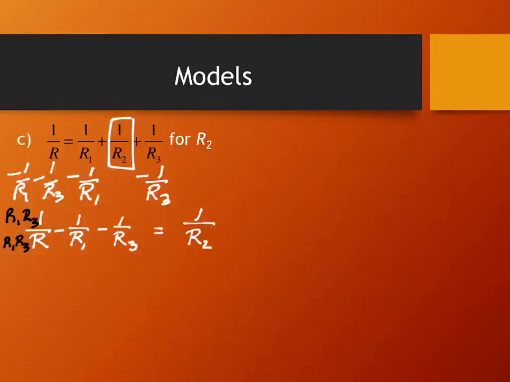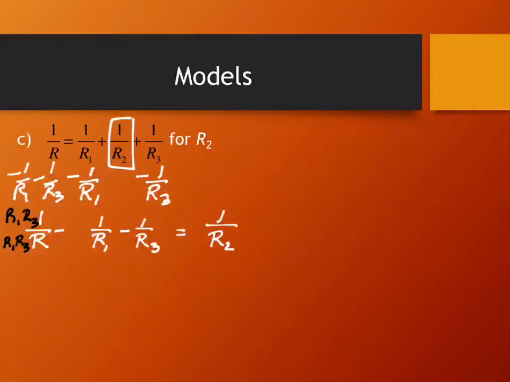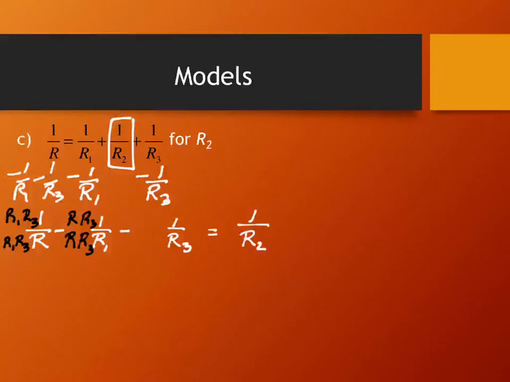I think I need to spread this out a little bit, so I'm going to give myself a little bit more room to work. On the second one, it needs to be multiplied by R, because it doesn't have an R, and by R3, because it doesn't have an R3. And on the third one, it needs to be multiplied by R and R1. Does that make sense to everybody?